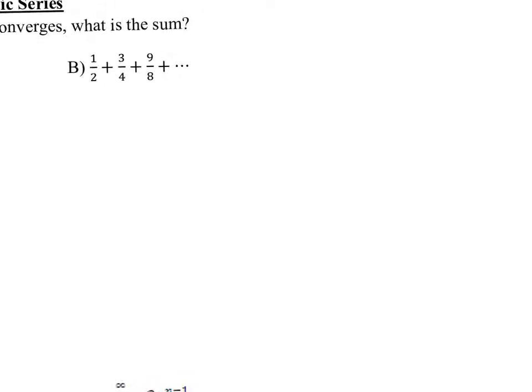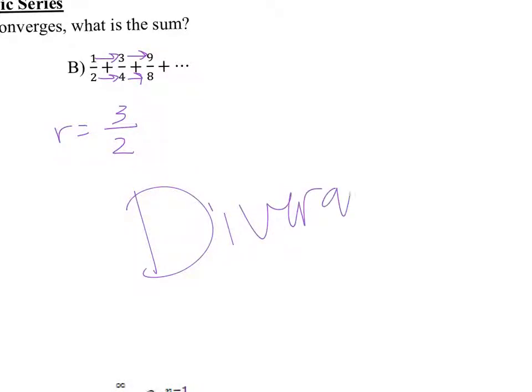Second one, I want to see if this converges or diverges. First I look for my ratio. How do I get from 1 to 3? Well, I would multiply by 3. How would I get from 2 to 4? I would multiply by 2. So my ratio is 3/2. This is greater than 1, so this diverges. So that's it. I'm done.